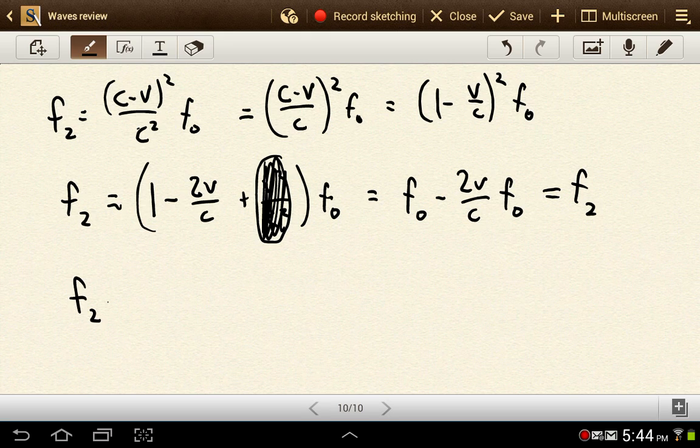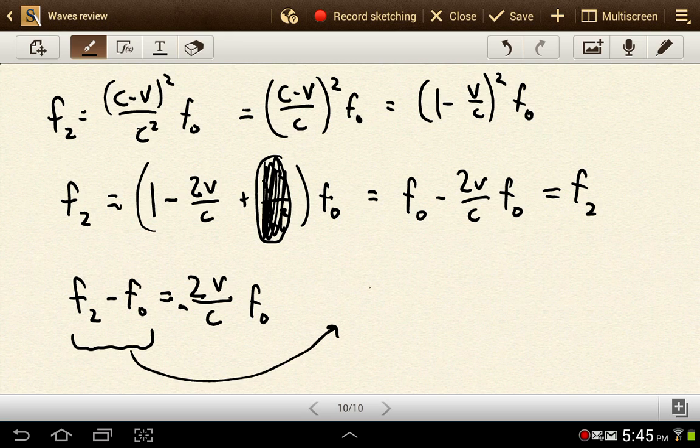So F2 minus F naught equals negative 2V over C times F naught. And so F2 minus F naught is that change in frequency we saw earlier. What they said was 322 hertz.